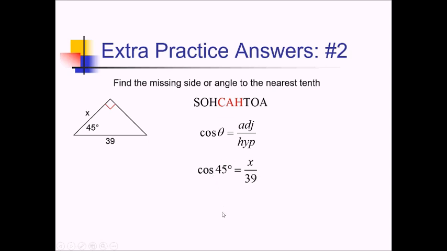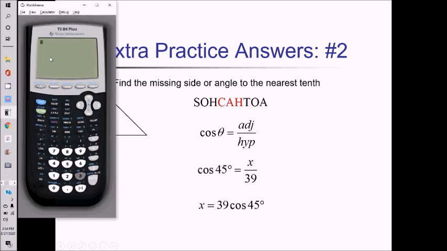Now to solve for x, we can multiply both sides by 39. So 39 times cosine of 45. And this is a task at this point for the calculator. So on our calculator, we have 39 times cosine 45 degrees. And press enter. And that'll give us 27.6.